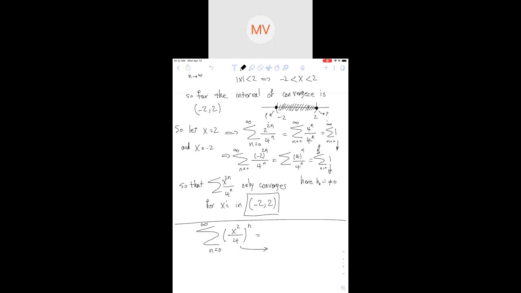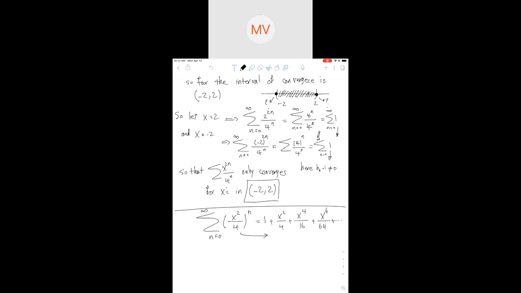If you start writing down terms, the first one is 1. The next one is x squared over 4. The one after that is x to the 4th over 16. The one after that is x to the 6th over 64. Yeah, that's geometric. Someone could have argued this: a geometric series converges only if the ratio, which is x to the 4th, is strictly less than 1. You could have gotten the same argument.